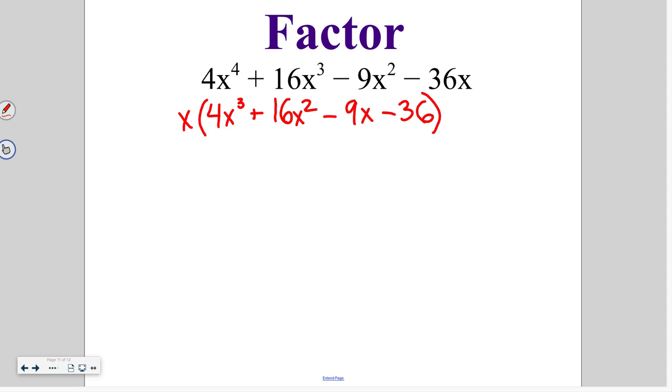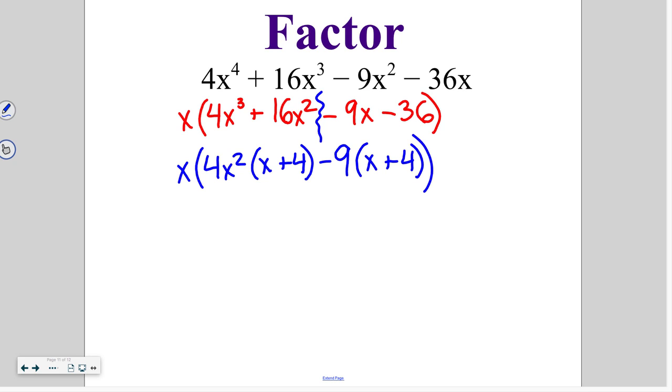Now, since we have four terms, we're going to go ahead and factor by grouping. So I'm going to split that into the two pieces. We still have that x on the outside, and then from the first two terms, I can pull out 4x squared, and when I do that, left over I have x plus 4. Looking at the next two, I can pull a negative out of both of them, and I can pull a 9 out of both of them. So taking out -9, I'm left with x plus 4.